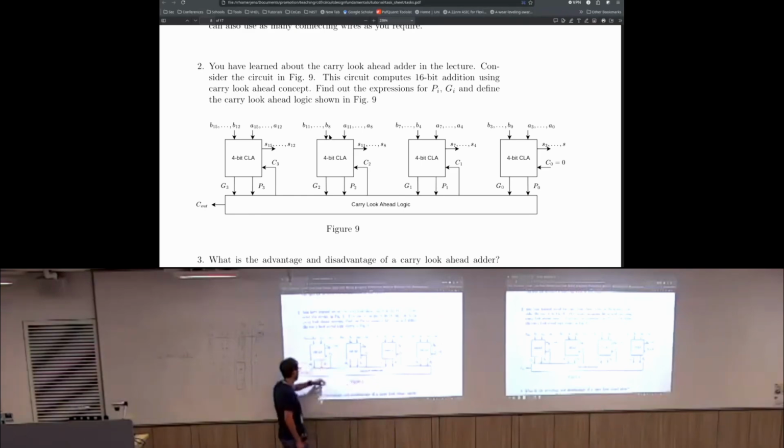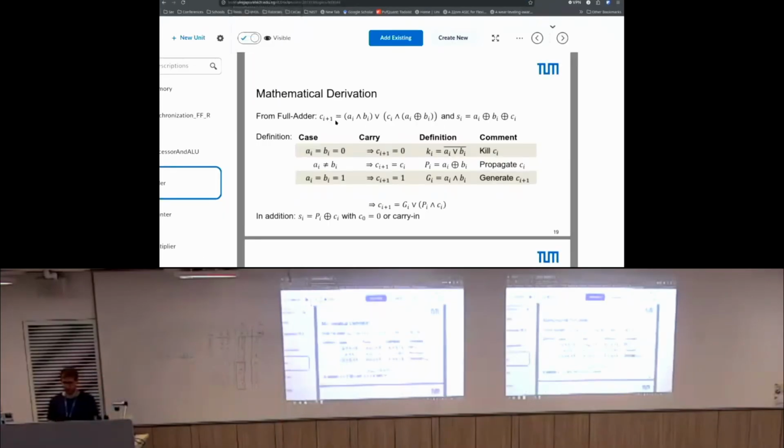And we have the inputs G and P, which is generate and propagate. And we also know that this is a CLA, so a carry look ahead adder, which probably has similar things inside. So it also has generates and propagates depending on the bits that go inside. But maybe first of all, a short recap: what are carry look ahead adders and how are they defined, how does this work?